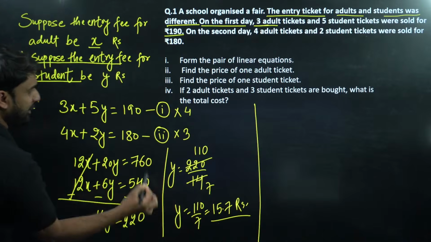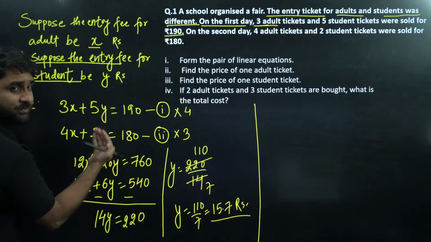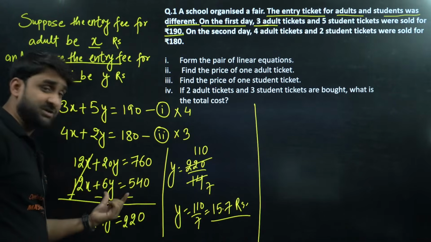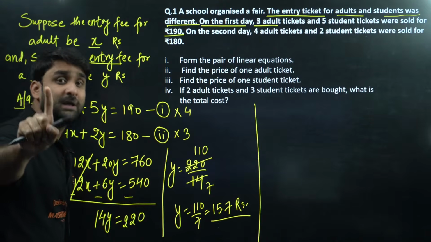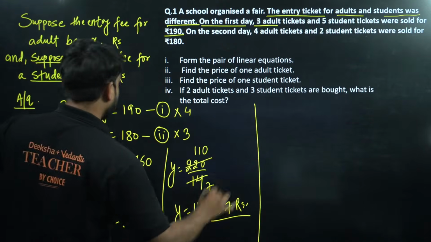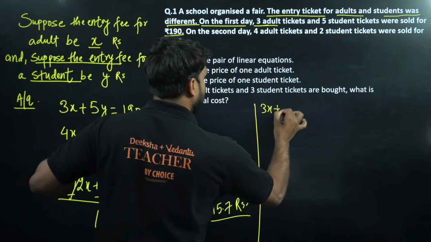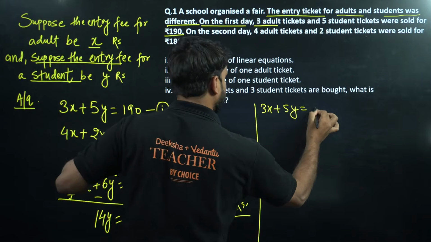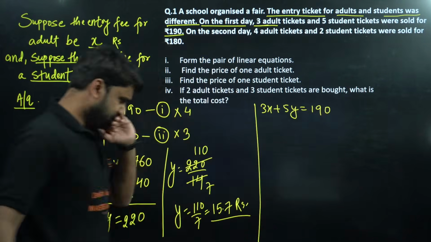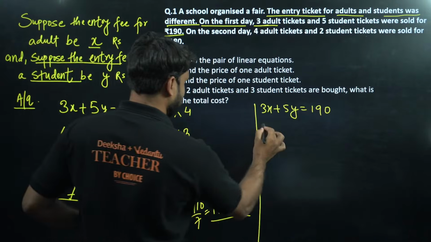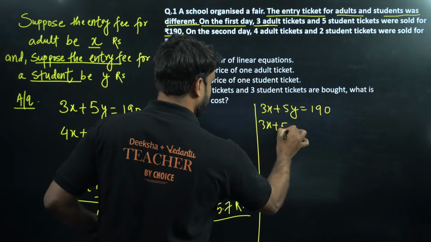To find the value of X, we can use any one equation. Use the original equation. Don't take an equation after multiplication. Make sure to take the original equation. So it can be written as 3x plus, I'm using the first one, 5y is equal to 190. So what is here? Y, x, 3x plus 5 into y.